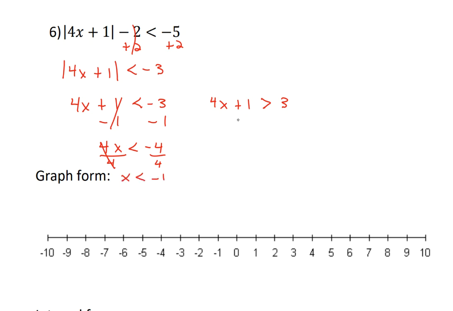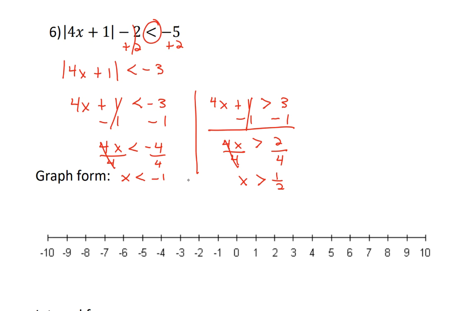And then when I do the other one, I have 4x is greater than 2. Divide by 4, and I get x is greater than 2 over 4, which reduces to 1/2. Okay, let's look at the connecting word. The inequality symbol is less than, which means my connecting word is and. So it's only going to be the parts of the graph that overlap.